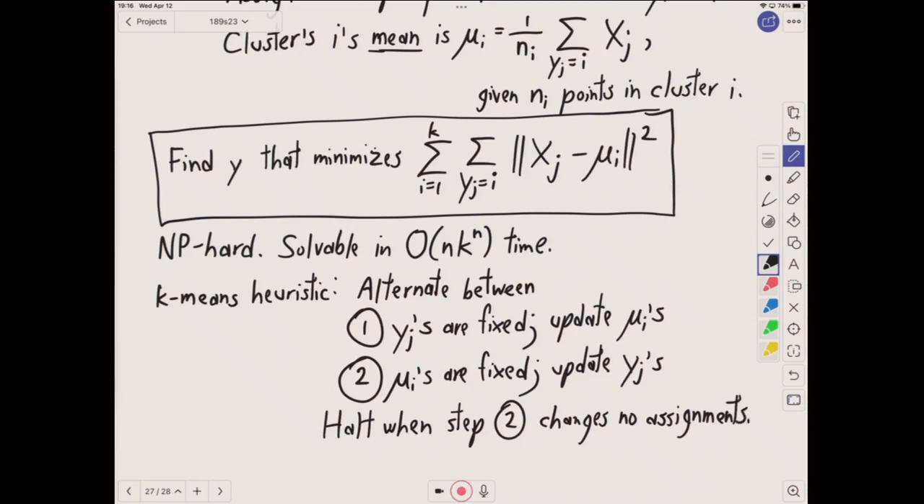Question? Why is the problem NP-hard? I don't really have an explanation why the problem is NP-hard. I mean, there's a proof. It's not an easy proof, I don't think. Most NP-hardness proofs, you need half an hour to do them. So I'm just saying, sort of take my word for it. Other questions?